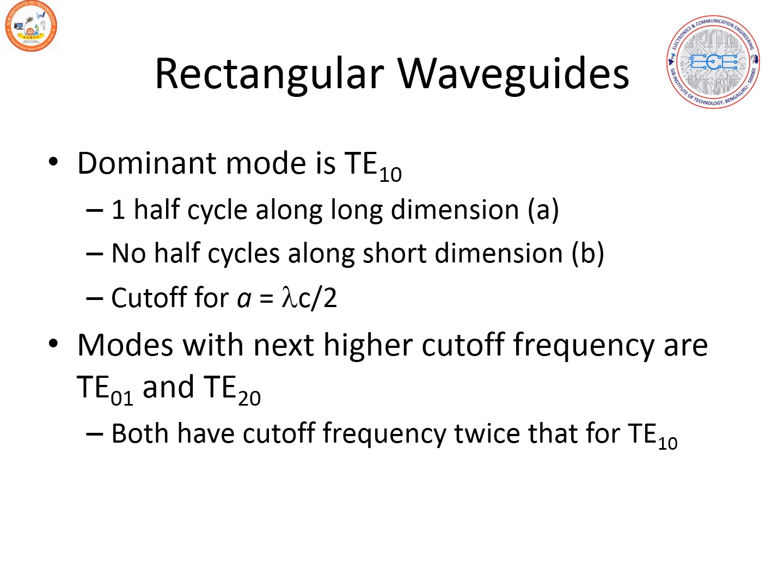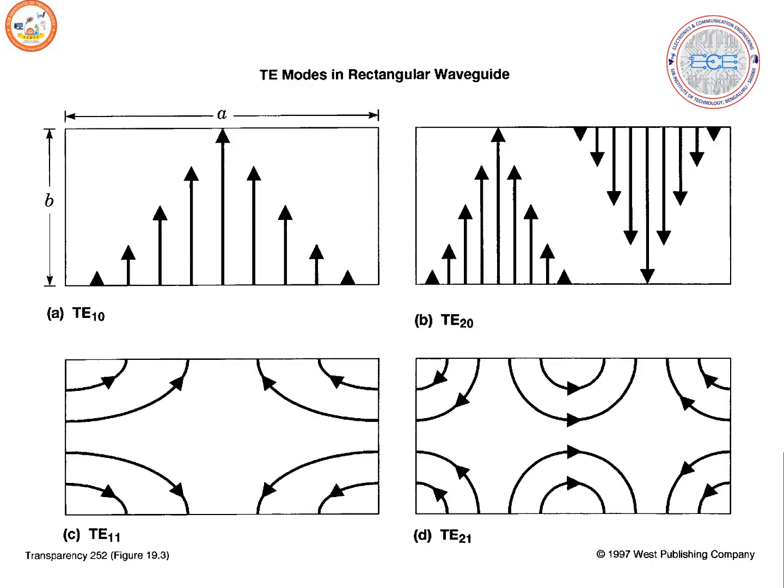The dominant mode, as I have specified, is the mode with the lower cutoff frequency. Higher cutoff frequency modes will also be generated in the rectangular waveguide, like TE01 and TE20 and so on. To understand the concept more easily, observe that the longer dimension is A and the shorter dimension is B. So 10 indicates a half wavelength variation along the longer dimension and no variation along the shorter dimension. In the case of 20, there are two half waves along the longer dimension and no variation along the shorter dimension.